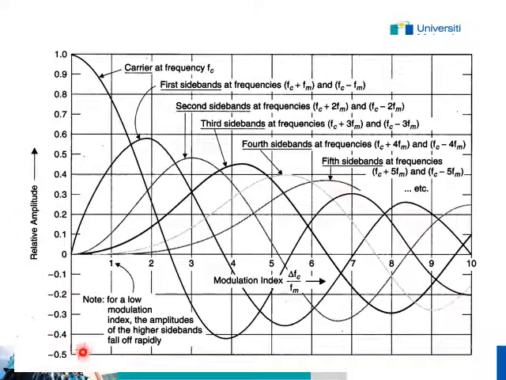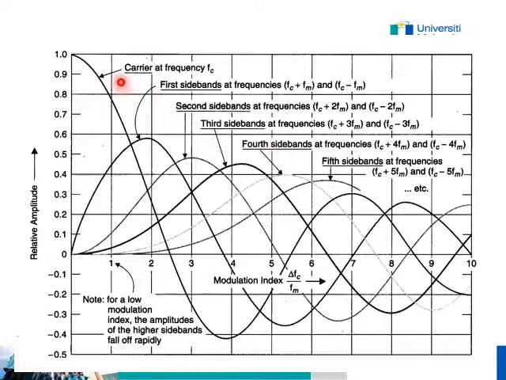So this is the chart again. This is the modulation index. Modulation index is delta Fc over Fm. Note that for a low modulation index, the amplitudes of the higher sidebands fall off rapidly. So for the higher sidebands here, there is nothing significant at modulation index equal to 1.